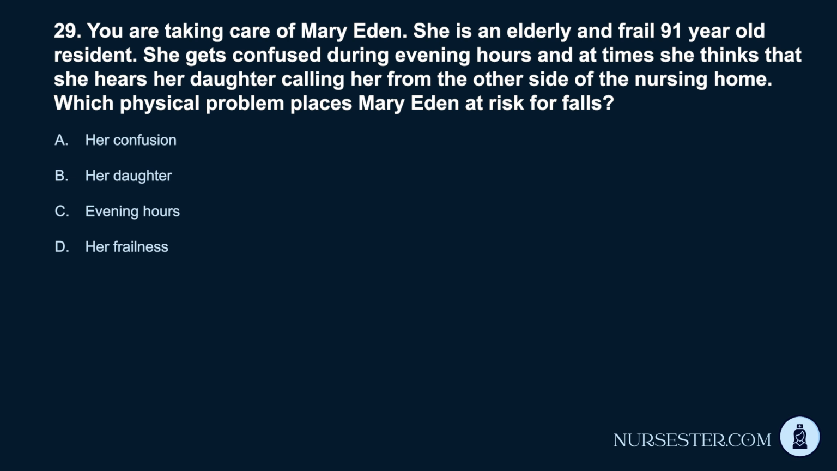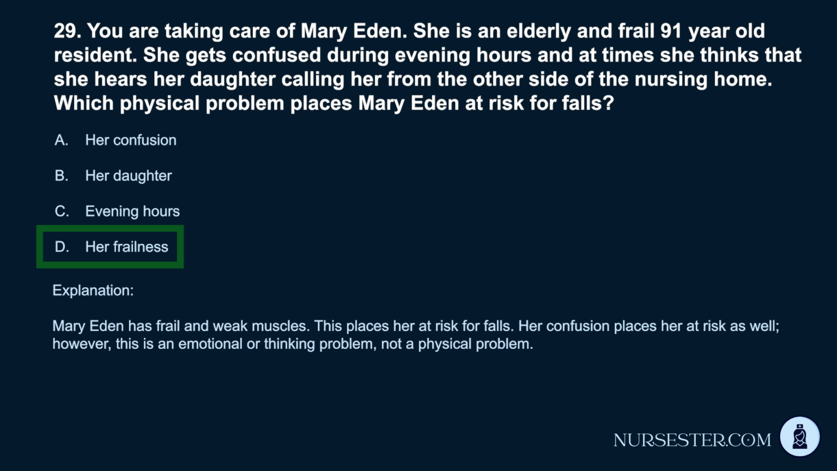She gets confused during evening hours and at times she thinks that she hears her daughter calling her from the other side of the nursing home. Which physical problem places Mary Eden at risk for falls? A. Her confusion. B. Her daughter. C. Evening hours. D. Her frailness. Correct answer: D. Her frailness.